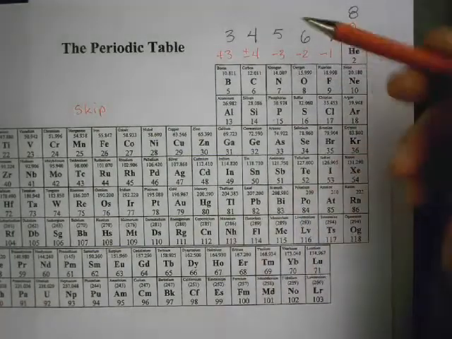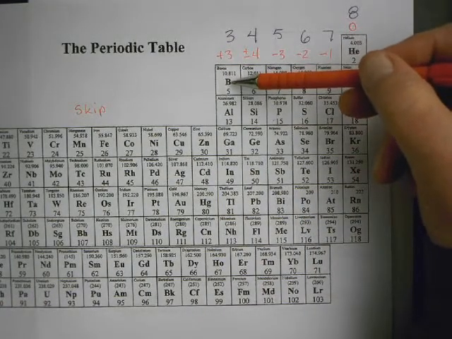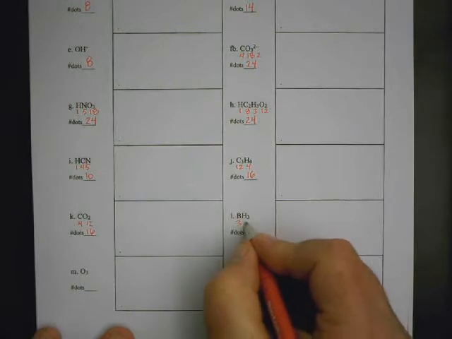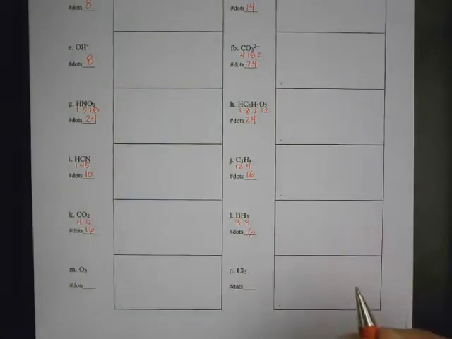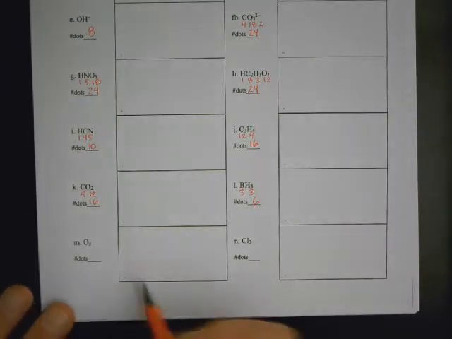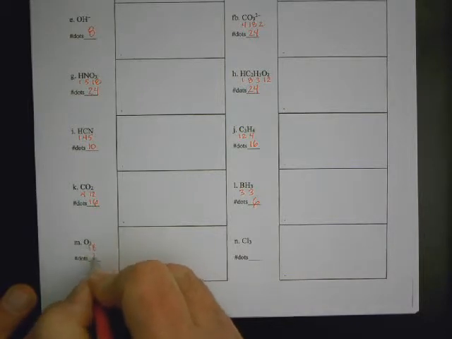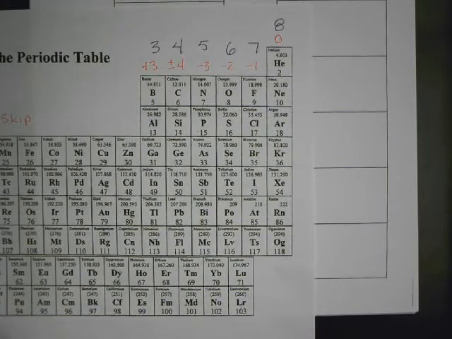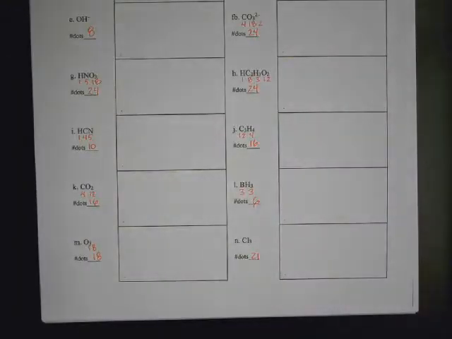Boron has only 3. It's a semi-metal, but sometimes it can act as a non-metal. Boron has 3, plus 3 for the hydrogens. That gives me 6. And then finally, the oxygen, 3 of them, that's going to be 18. 3 chlorines, that would be 21. 3 times 7, all of the halogens, fluorine, chlorine, bromine, iodine, and astatine are all 7 valence electrons.